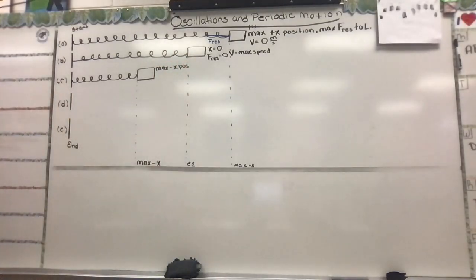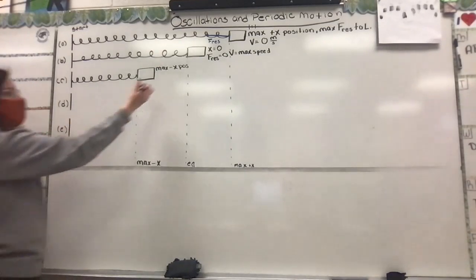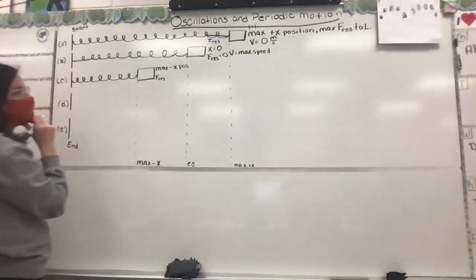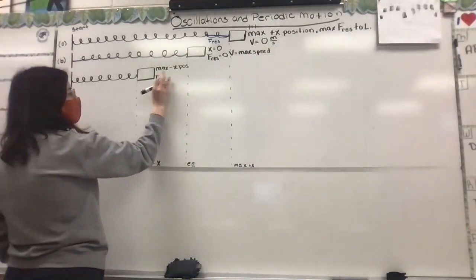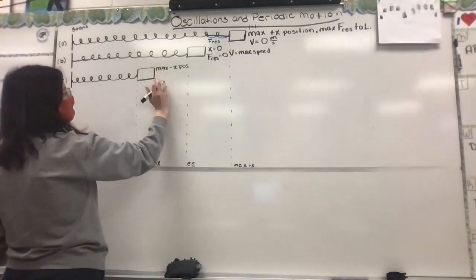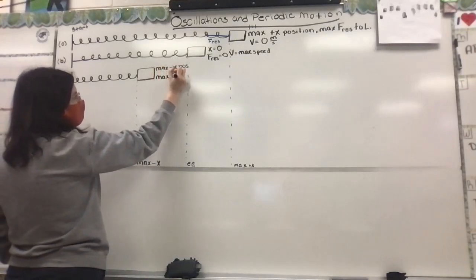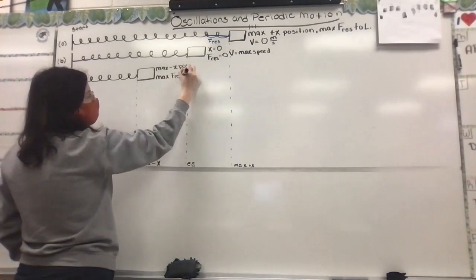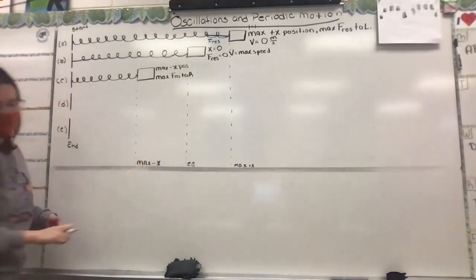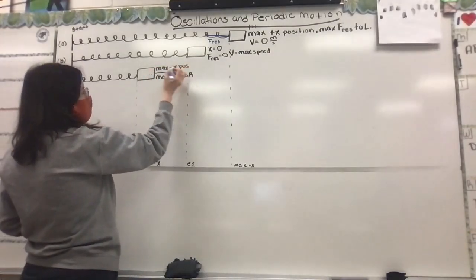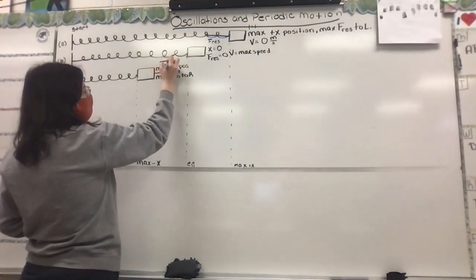Okay? When we're at our maximum negative x position, what do you think the restoring force is like? It's what? Negative. Not really. It is, once again, the maximum restoring force. But last time it was to the left. Which way is it now? To the right. So we have our maximum restoring force to the right, because now it's going to want to get back to equilibrium, which is to the right.